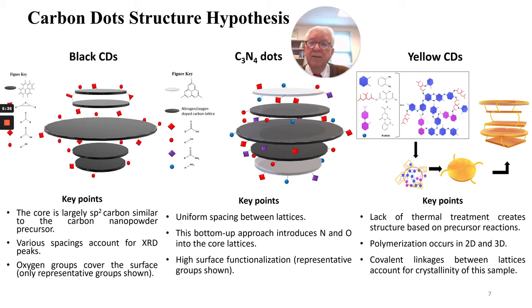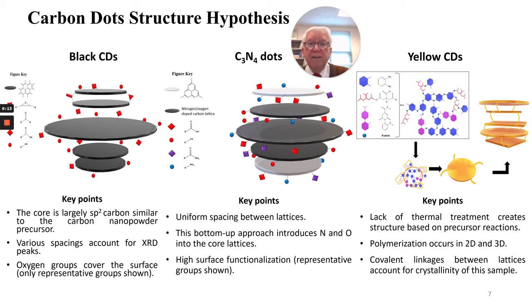Just to keep you informed, the black carbon dots were made by what I call the top-down approach using pyrolysis, the carbon nitride by the bottom-up approach using microwave, and finally the yellow carbon dots by sonication, again a bottom-up approach. Depending on the methodology, we can see that the core of the carbon dot is really different. We cannot say that we have a uniform model for different types of carbon dots, but it has to be specific depending on the way it is prepared.